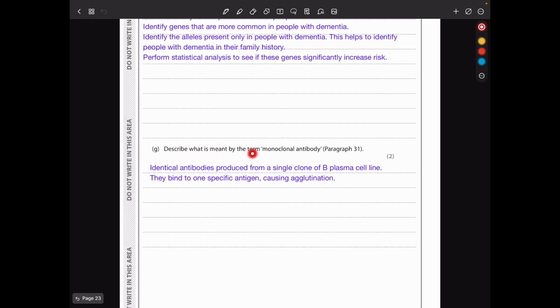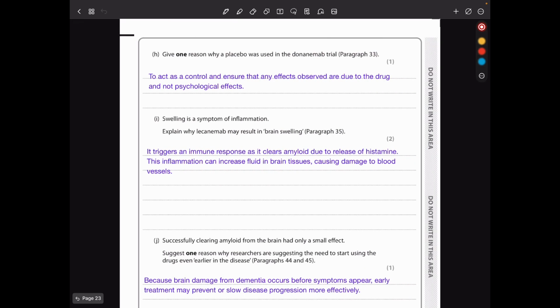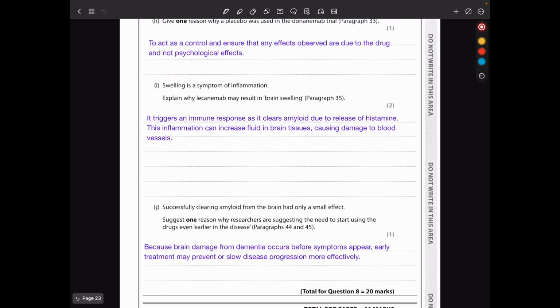Then describe what is meant by the term monoclonal antibody in paragraph 13. These are antibodies that are produced from a single plasma cell, or you say the same cell line. They bind to one specific antigen, causing agglutination. Give one reason why a placebo was used in the donanemab trial, paragraph 33. A placebo acts as a control to ensure that the observed effects are due to the drug and not due to the people's psychological effect because they took the drug.